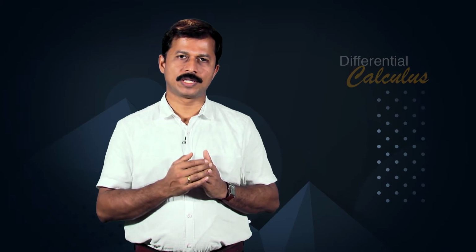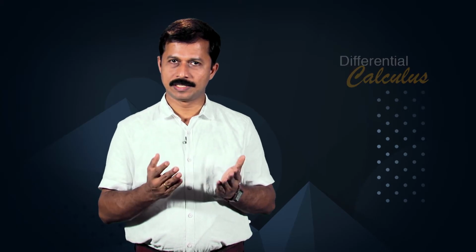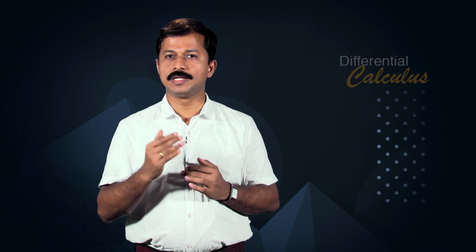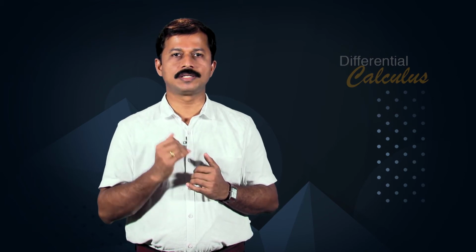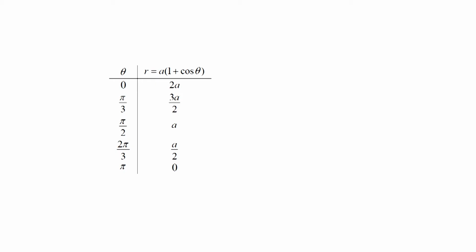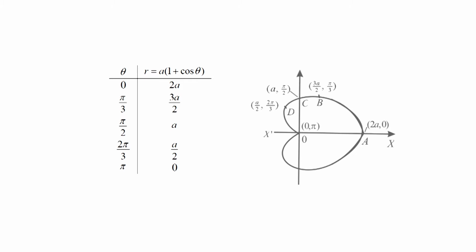The curve is symmetric about the initial line since the change of theta to negative theta does not alter the given equation. We plot certain points as follows. From the table, we observe that when theta increases from 0 to pi, the values of r go on decreasing from 2a to 0.